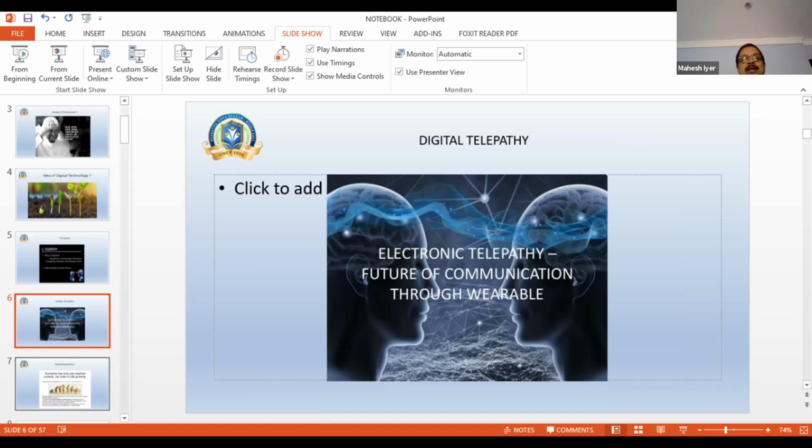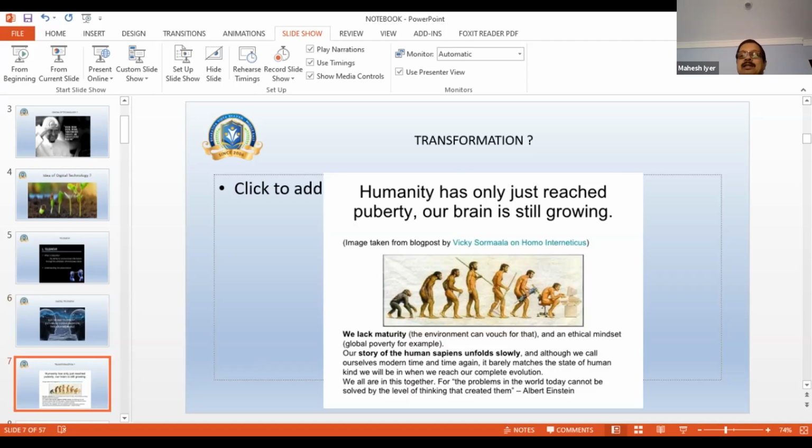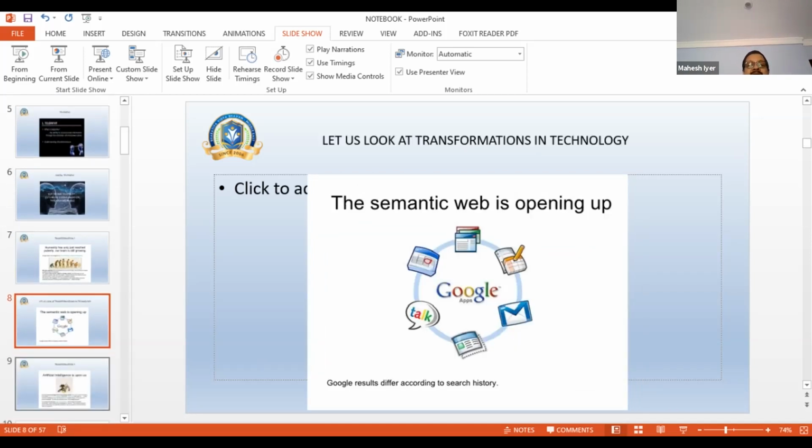Again, they have predicted that telepathy can go to electronic telepathy in the very near future. And then the scientists predicted that human beings are growing, but their brain is still evolving a lot. It is still more to evolve. The problem in the world today cannot be solved by the level of thinking that created them. Still, the brain has room to grow and evolve more.